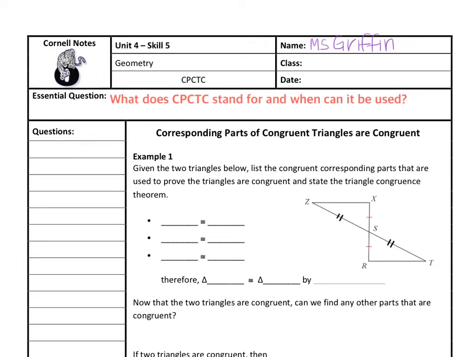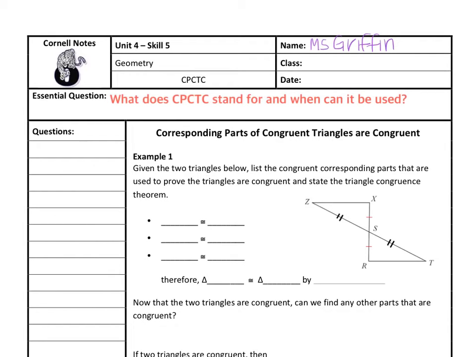We're taking a look at Unit 4, Skill 5, where we're going to talk about this thing called CPCTC. It might sound a little weird and a little crazy, but it is kind of one of the coolest things ever as far as proofs go. You probably don't think proofs are that cool, but they're fundamental to geometry.